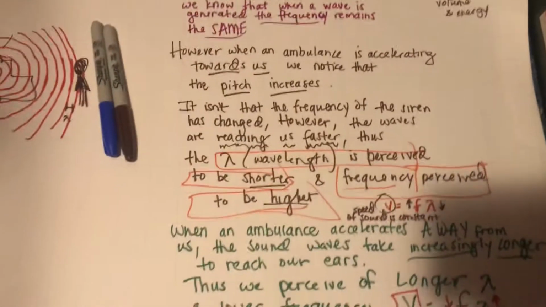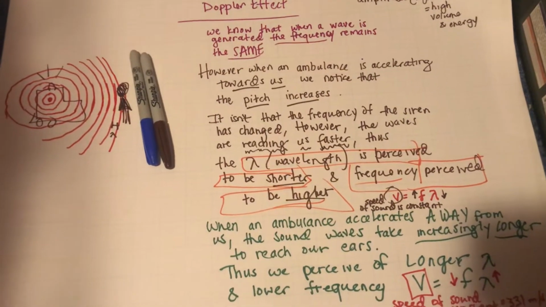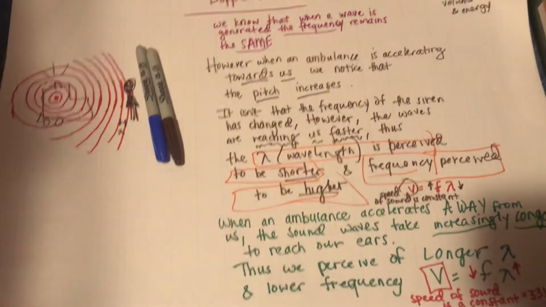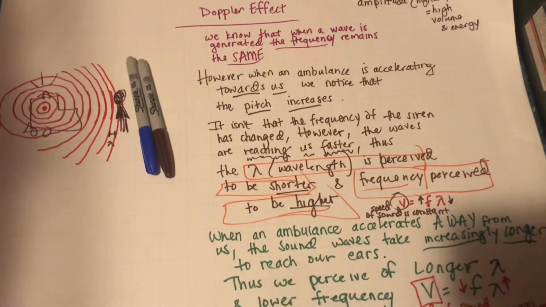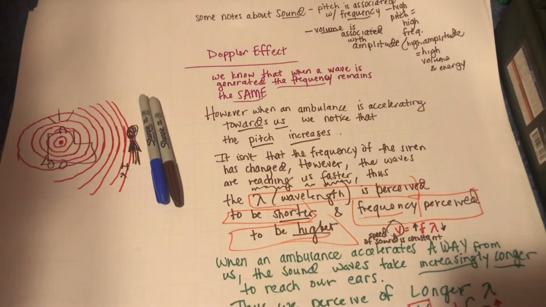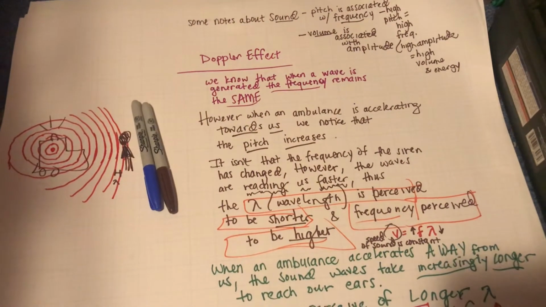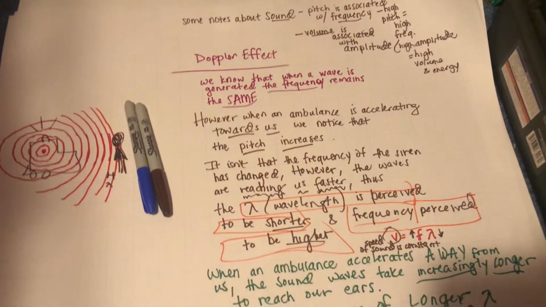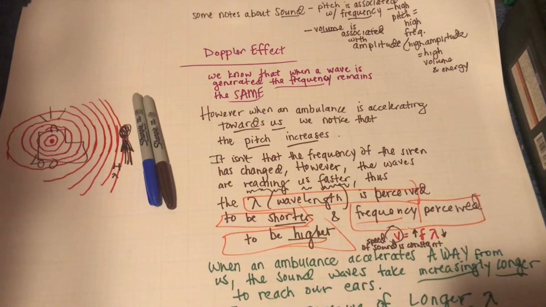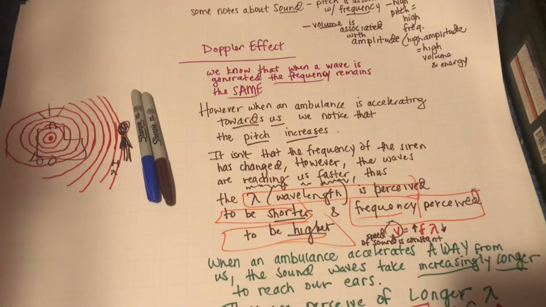So anyway, Doppler effect is something you've probably experienced. When an ambulance whose siren is going off is coming towards you, you might notice that the pitch of the sound increases as it accelerates towards you. But we know that when a wave is generated, frequency remains the same. So why is it that you're hearing a higher pitch as that source of sound is approaching you?